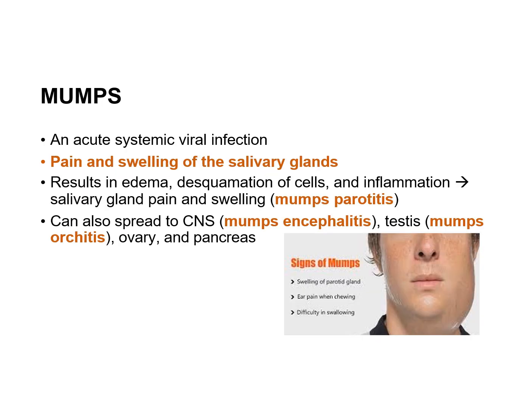Next up is mumps, the virus best known for turning salivary glands into balloons. Mumps is an acute systemic viral infection, and its favorite tissue targets are the salivary glands, particularly the parotids. Histologically, what's happening here is not subtle. You'll have edema, inflammation, desquamination of glandular epithelial cells.